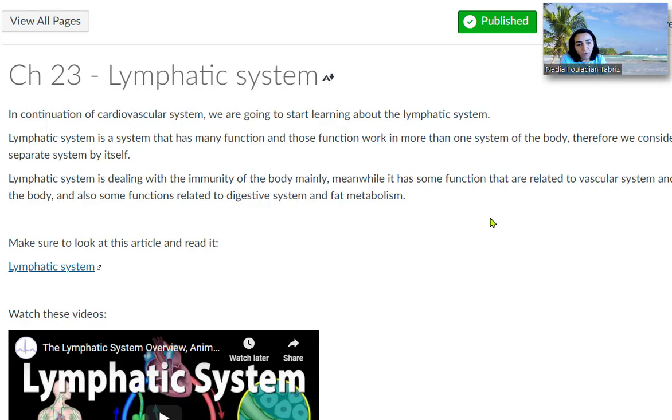What is the lymphatic system? What are the organs that we have in the lymphatic system? And what are the general functions of the lymphatic system?